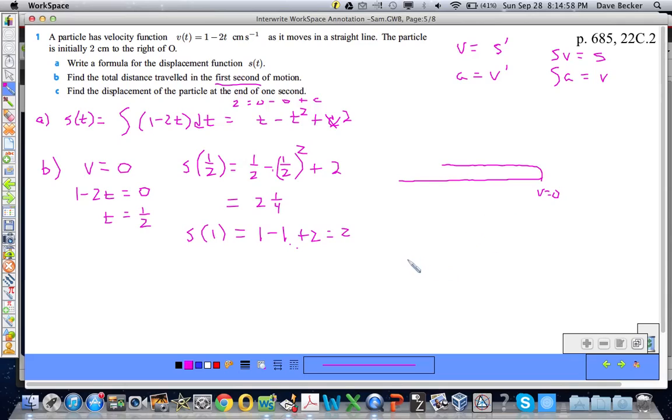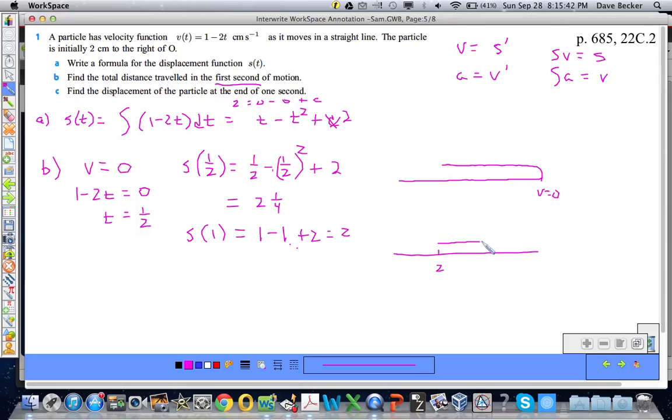Okay? So we have to draw a motion diagram. So we know that the particle started at 2, and we're moving to the right. How do we know it goes to the right? Well, actually, I guess it would be going to the left because at t equals 2, we get a negative value, but it doesn't matter because if it changes direction, and we're looking for total distance, it really doesn't matter which direction it's going.